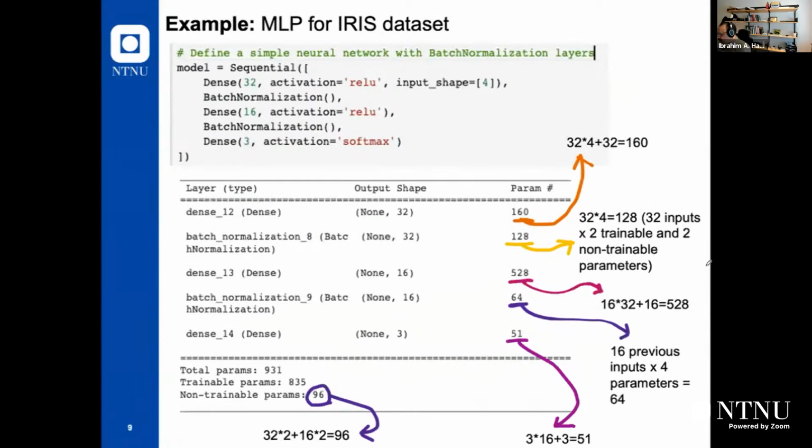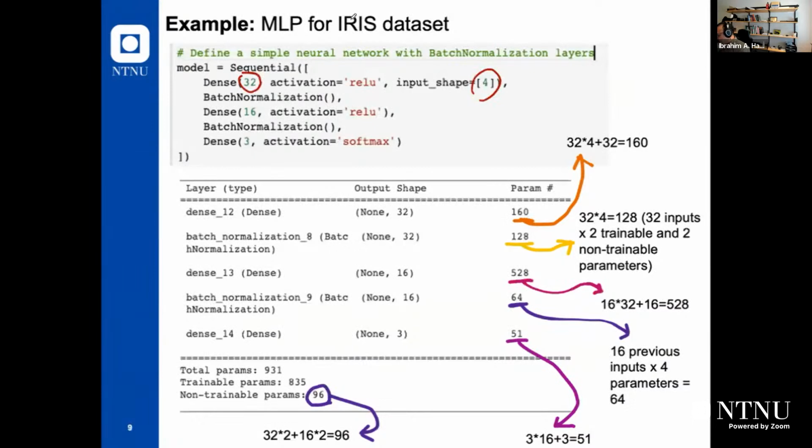So now I have this MLP for the iris dataset. If you remember the iris dataset, it has 150 samples, and each example should be classified into one of the 3 classes. So I need to define here a simple neural network with a batch normalization layer. The first dense layer will be ReLU with 32 units, and the input shape will be 4, because the iris dataset has 4 input features.